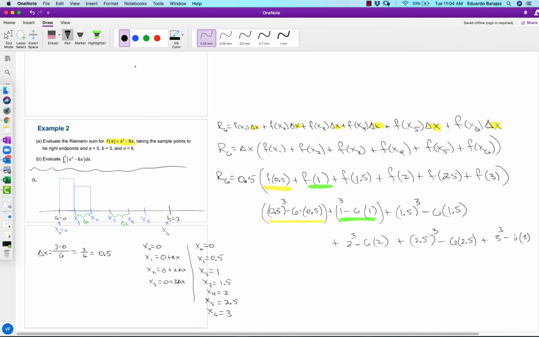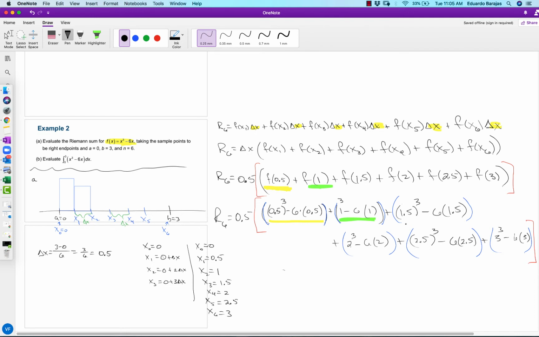Okay. Let me put them in blue parentheses, maybe that'll make it easier for them to pop out. So this is that first one, and then the next one, and then this one, and this one, and this one, and then that one. And then the entire thing is multiplied by this 0.5. So we have all of that, and all of this is being multiplied by 0.5, equals R sub 6.